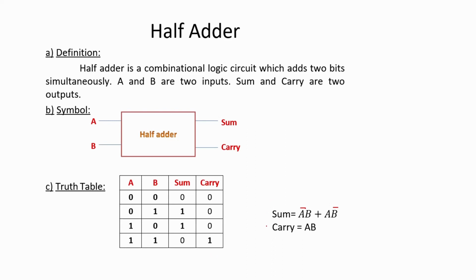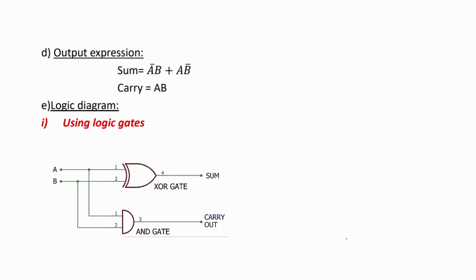So, writing the expression for sum and carry: the sum, which is high, means we are going to write sum of products. For that, we are considering the logic high. There are two logic highs, with the combination 01 and 10. If there is a variable 0, then we have to write it in complement form. So A bar into B is the first term for the first combination. Next, A is 1, so A into B bar. And carry is 1 for the combination A and B, so A into B is the expression for the carry. Output expression for sum comes as A bar into B plus A into B bar, and carry is A into B.